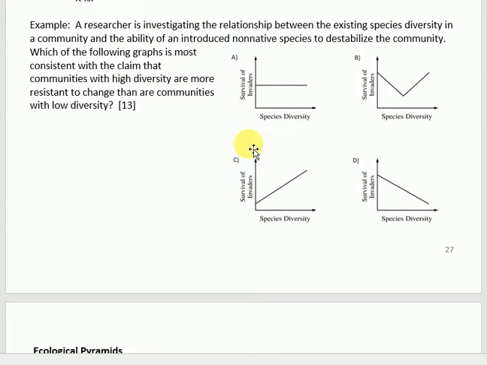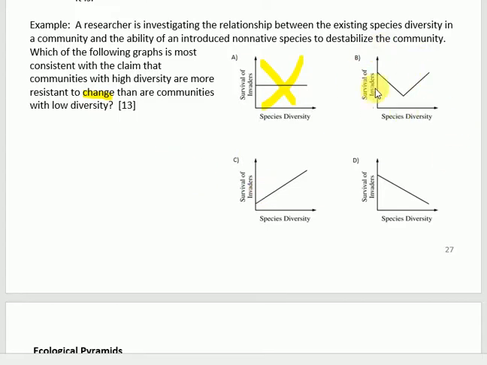Okay, so here's an example from an AP test. So it says a researcher is investigating relationship between the existing species diversity in a community and the ability of an introduced non-native species to destabilize the community. So which of the following graphs is most consistent with the claim that communities with high diversity are more resistant to change than those that have low diversity? So the first thing, your keyword here is that change. So automatically we know that this one is out.